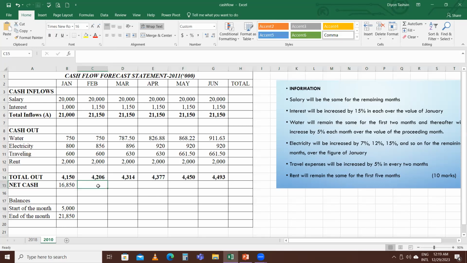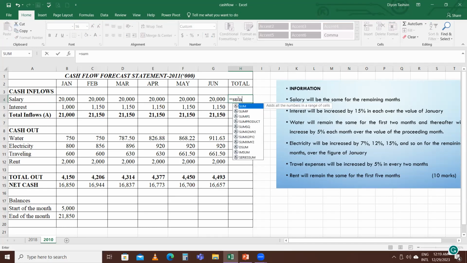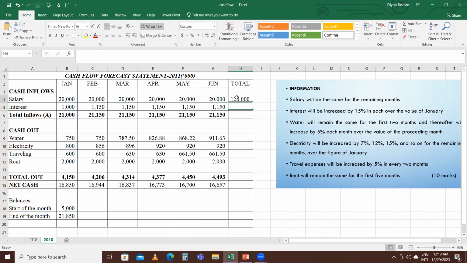Now, in the next one, we have to take the net cash. Net cash is the cash inflow minus the cash outflow. Now, I'm going to get the total for each category. Therefore, I'm going to give the sum function to add up each value in the cash flow. Then I'm going to drag it up to the end. When there is no data available, I'm going to delete them.